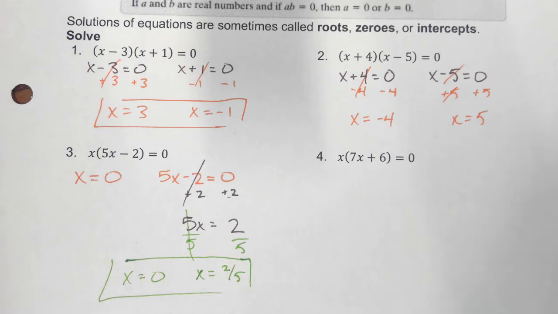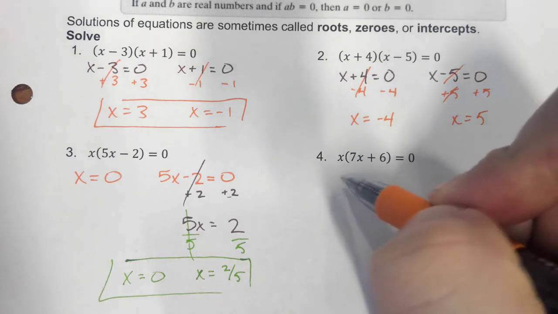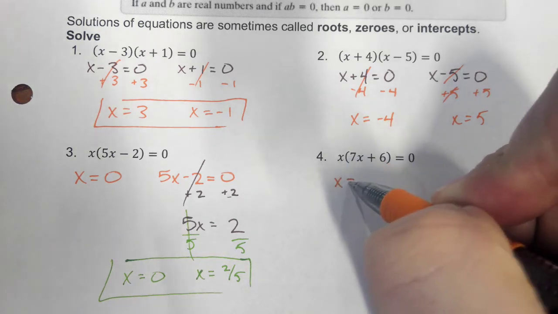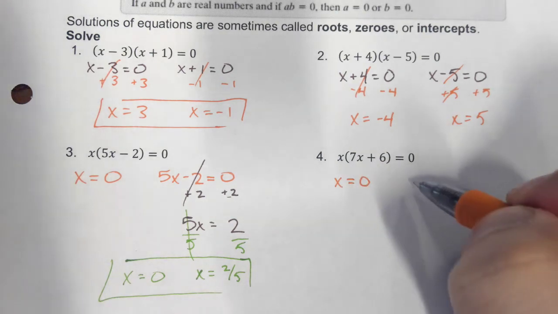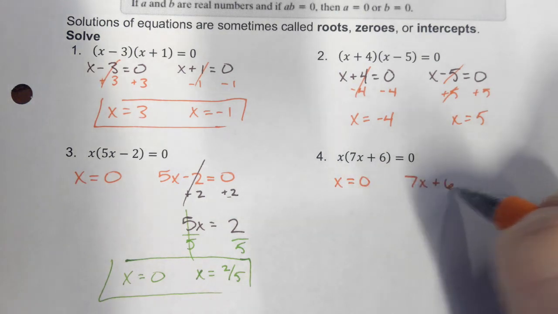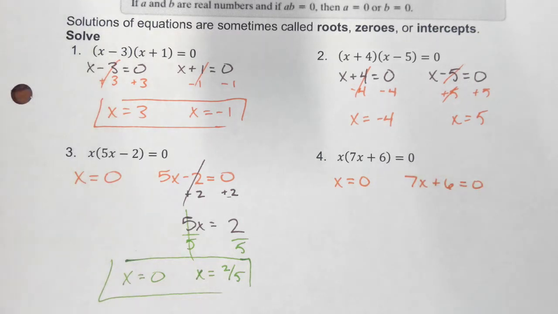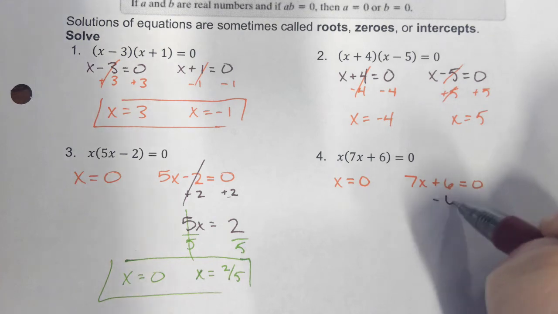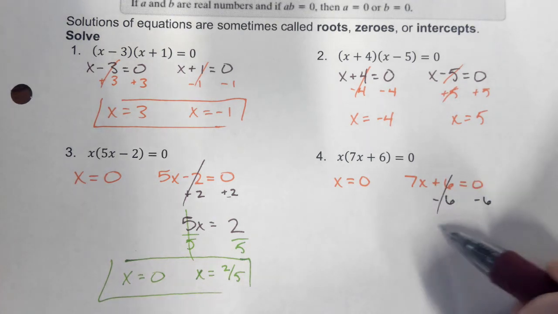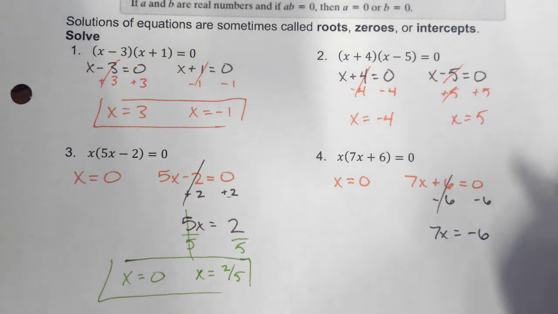And last one, you'll see same thing as number 3, just to reiterate, we'll do another one like it. The first factor is just x equals 0, that one is already solved. The second one, 7x plus 6 equals 0. That one takes 2 steps. First thing, you would subtract 6 from both sides of the equation. And 7x equals negative 6.